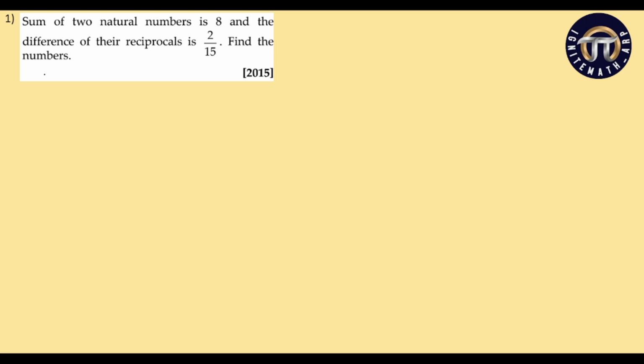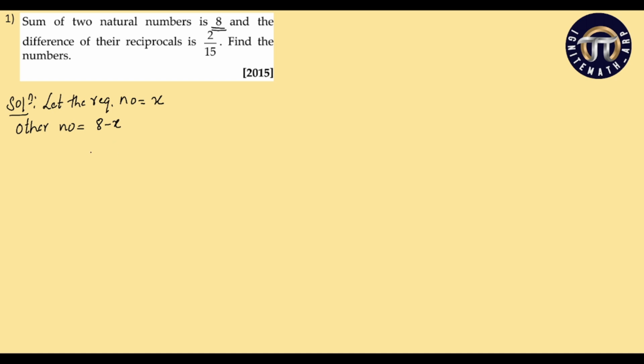Whatever you are asked to find out, let that number itself be x. So now pay attention children. Let the required number be equal to x. Now see the first statement of the question. The sum of the two natural numbers is 8. If one of the numbers is x, then the other number is equal to 8 minus x, because when you add these two numbers the sum is supposed to be 8.